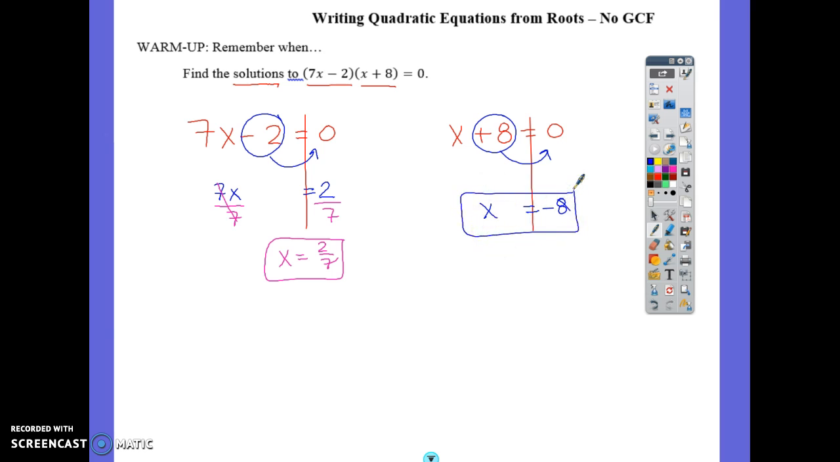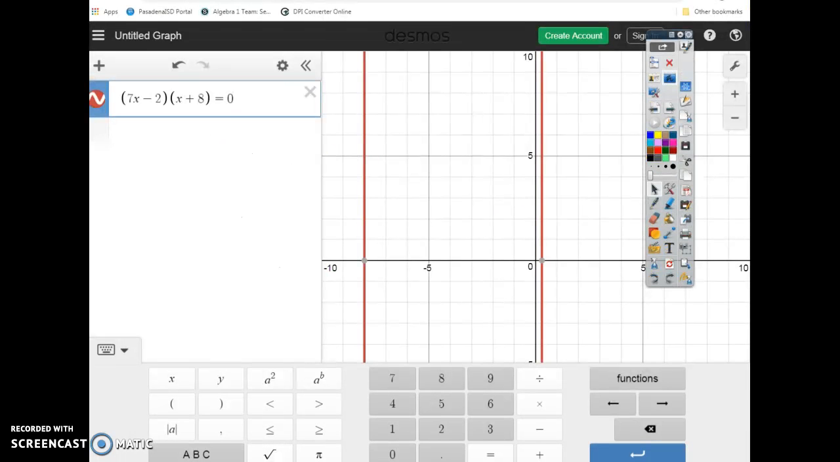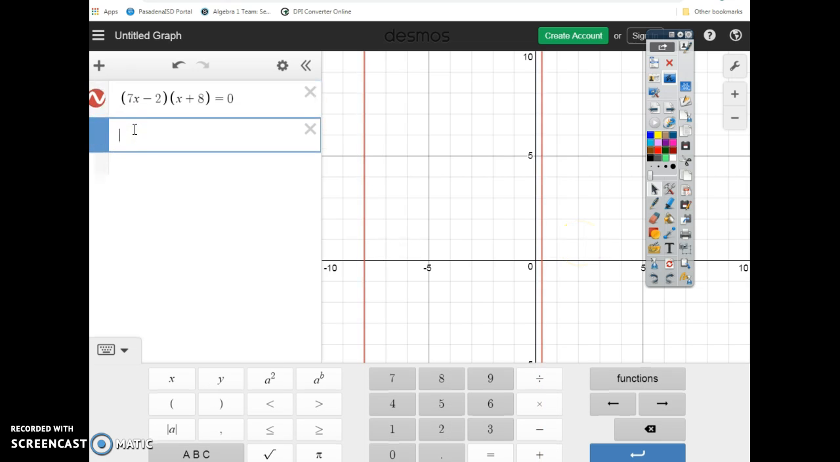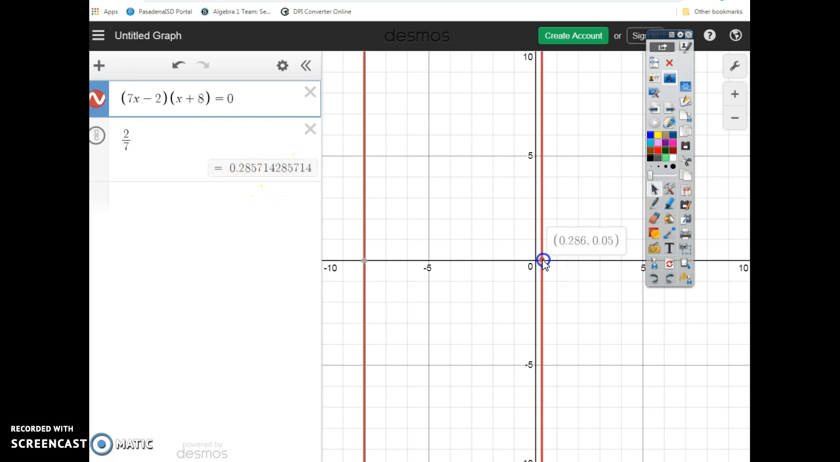So how do you check that those are the solutions? You would type this in Desmos and make sure that 2 over 7 is one of the solutions and negative 8 is one of the solutions. So let's go check. Okay, so when you type it in Desmos, here is one of my solutions. Negative 8. And then here's my other solution. And if you don't know, you just type 2 divided by 7 and make sure that it gives you the same thing that it did here, which in this case it is. They just rounded. Okay, so that's how you check.